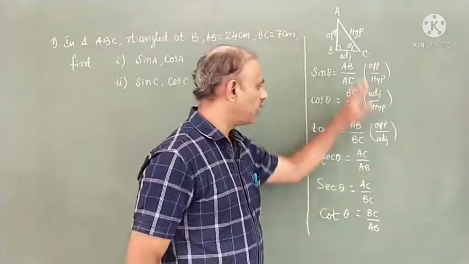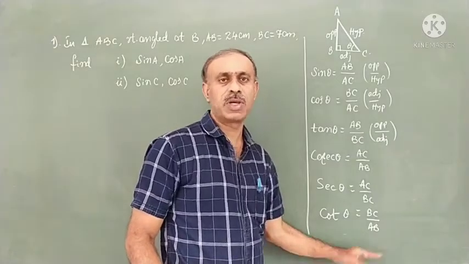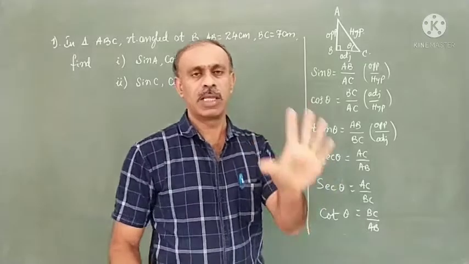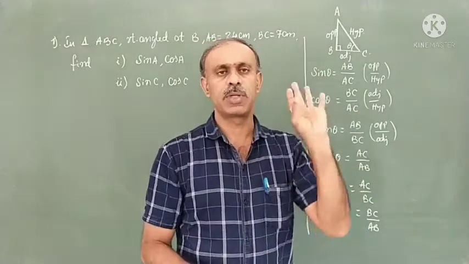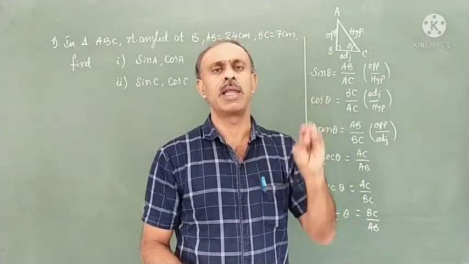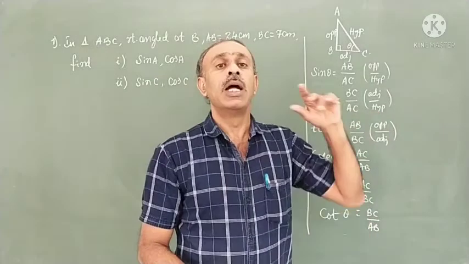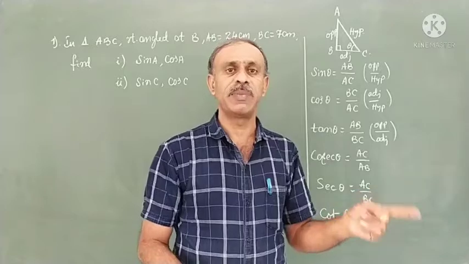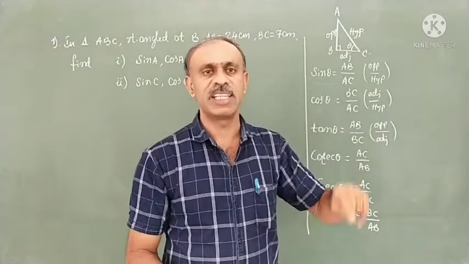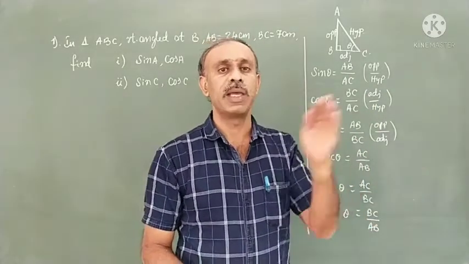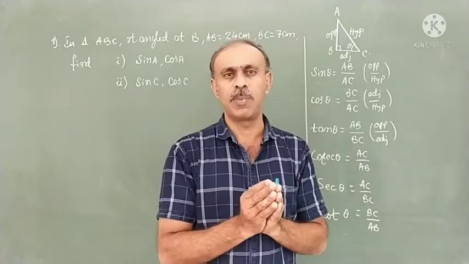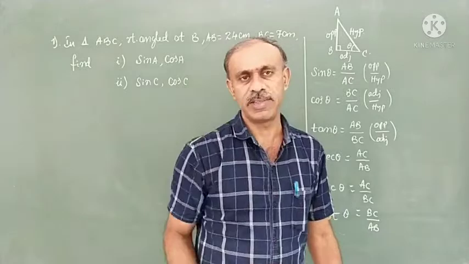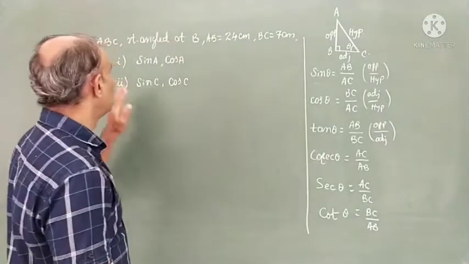Students, no need to write this again, because once you have written it, just read and recall. Sine means opposite by hypotenuse, cos means adjacent by hypotenuse, tan means opposite by adjacent, cosecant means hypotenuse by opposite side, secant means hypotenuse by adjacent, cot means adjacent by opposite. If you recall the ratios thoroughly like this, problem solving is very easy. Now let us see how.